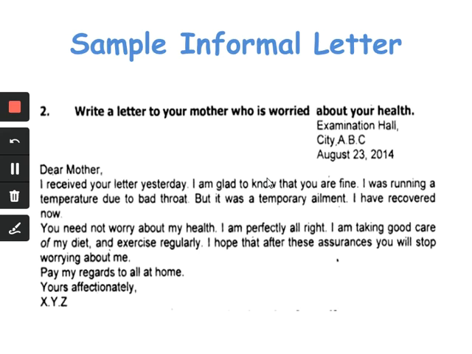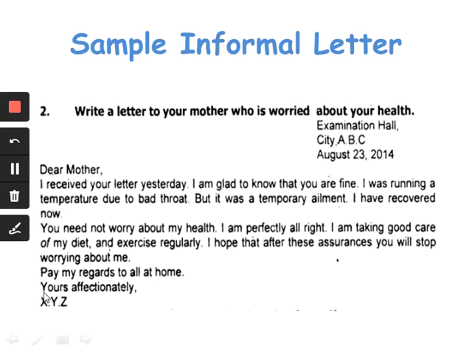Why have I changed my paragraph? Because I am now going to address the main reason why I'm writing. You need not worry about my health. I'm perfectly all right. I'm taking good care of my diet and exercise regularly. I hope that after these assurances, you will stop worrying about me. Bring your letter towards the end. Pay my regards to all at home.